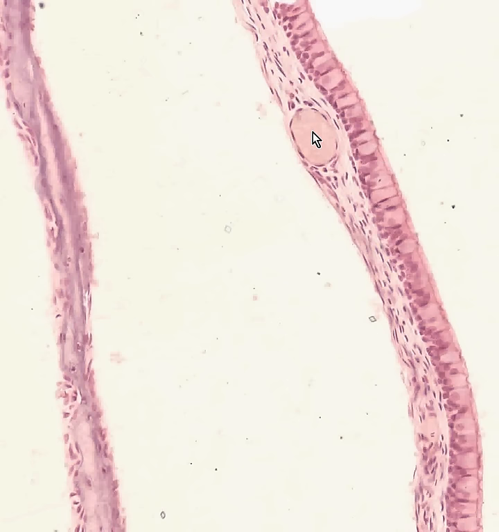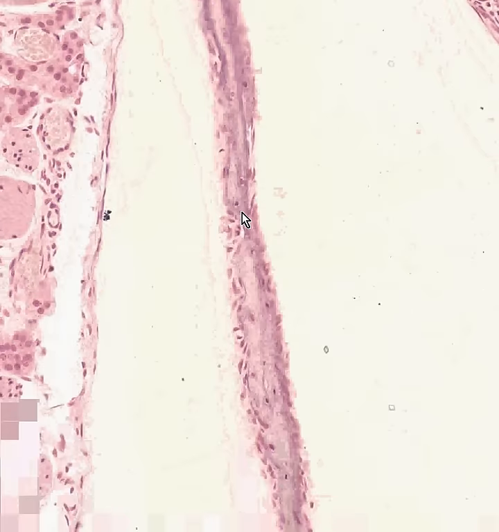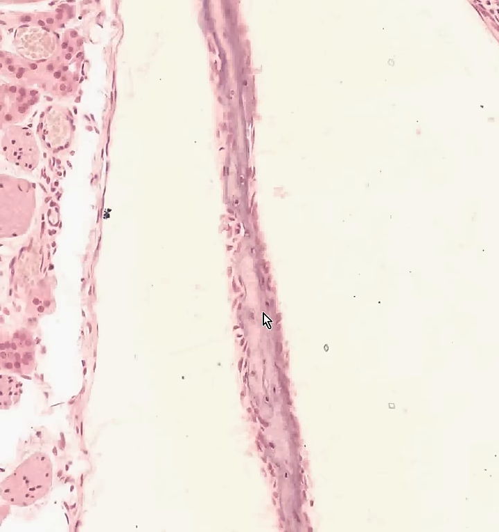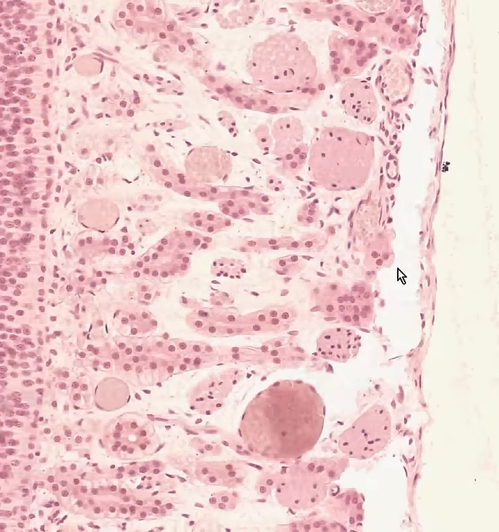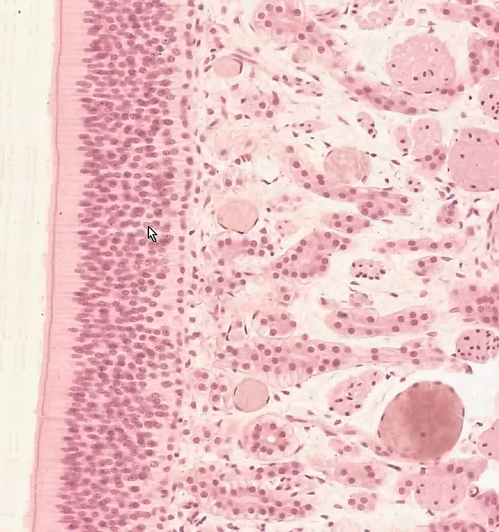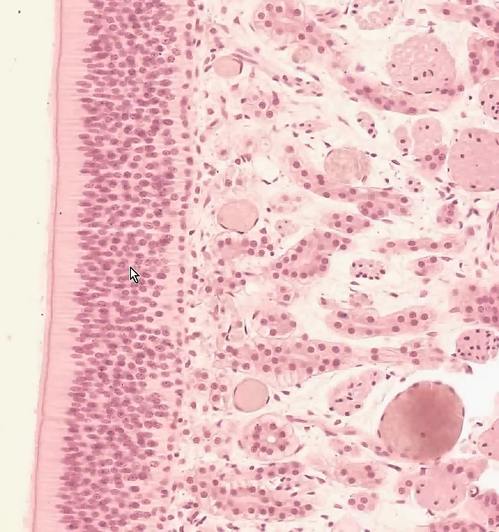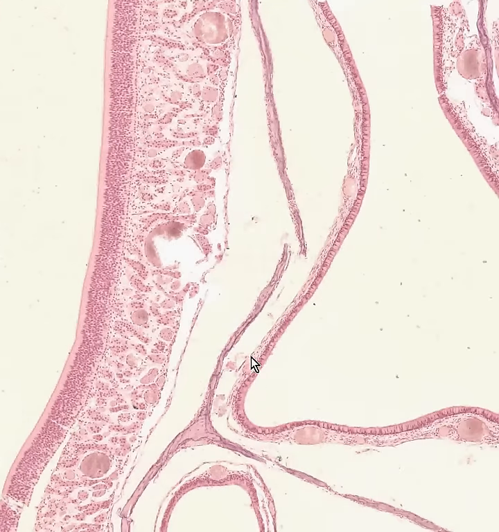Here's a large blood vessel. Here's some bone, because remember, these are actually covering thin bones called nasal turbinates or conchae. And here is the portion of the nasal cavity in which the epithelium is specialized into olfactory epithelium. And is there anything here that we can't identify? I don't think so. I think we pretty much nailed it down.